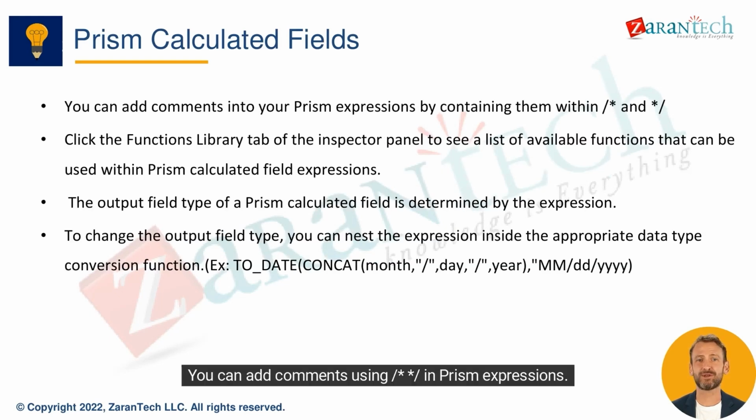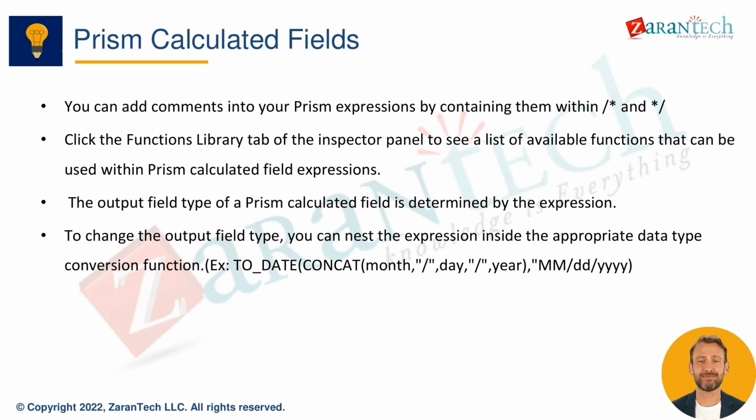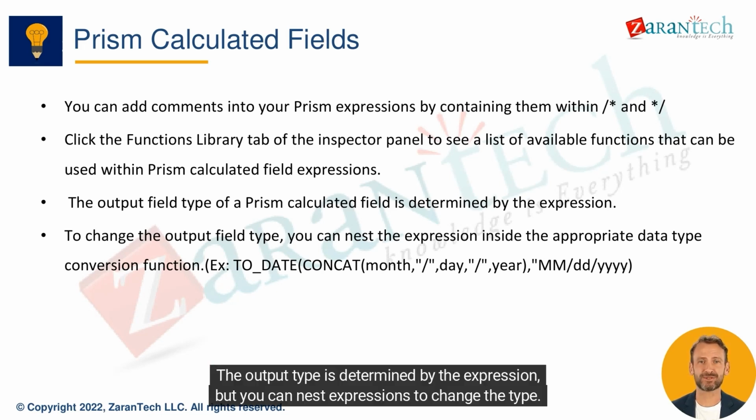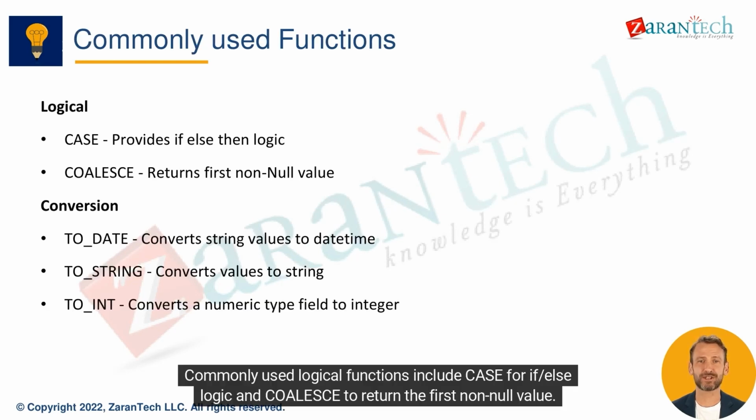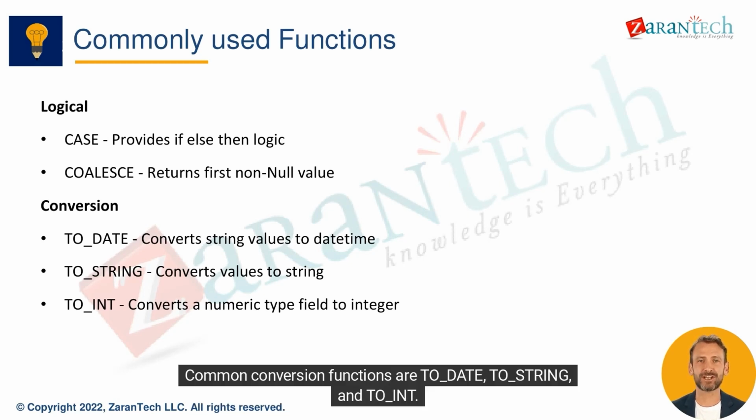You can add comments using ** in Prism expressions. The Functions Library tab lists available functions. The output type is determined by the expression, but you can nest expressions to change the type. Commonly used logical functions include case for if-else logic and coalesce to return the first non-null value. Common conversion functions are to date, to string, and to int.